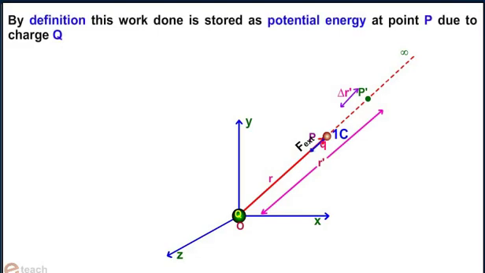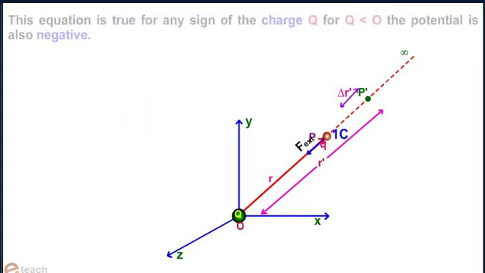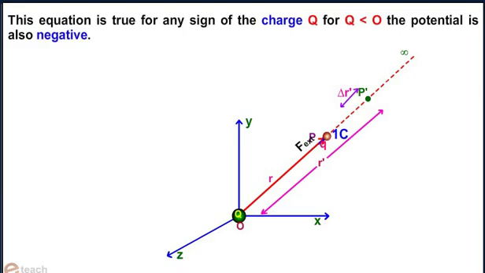By definition, this work done is stored as potential energy at point P due to charge Q. Thus, V of r equals Q by 4 pi epsilon naught r. This equation is true for any sign of the charge Q. For Q less than 0, the potential is also negative.